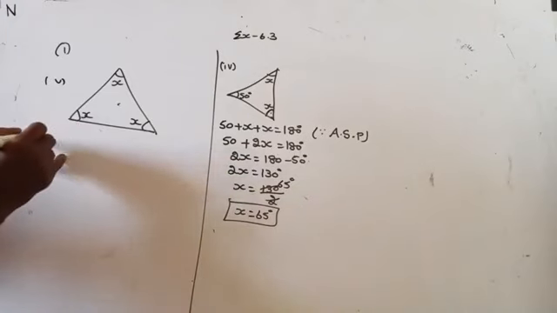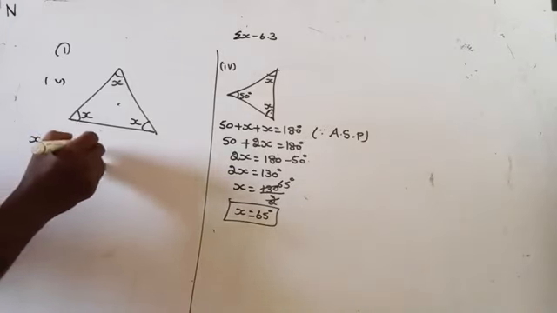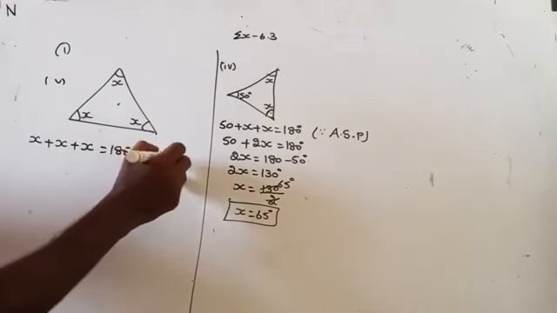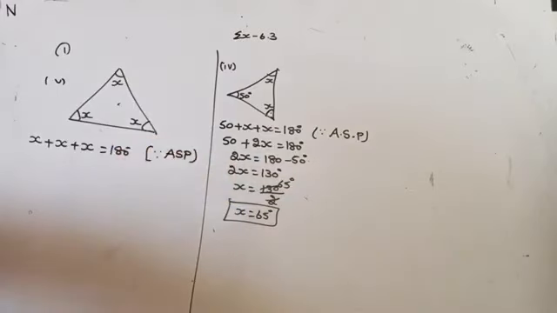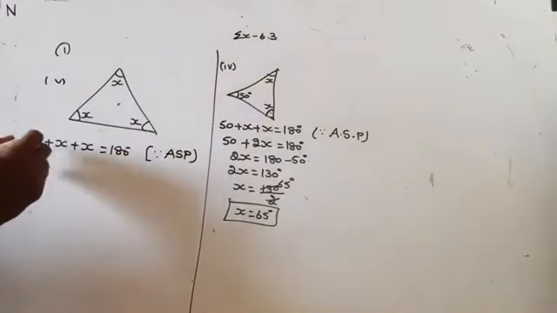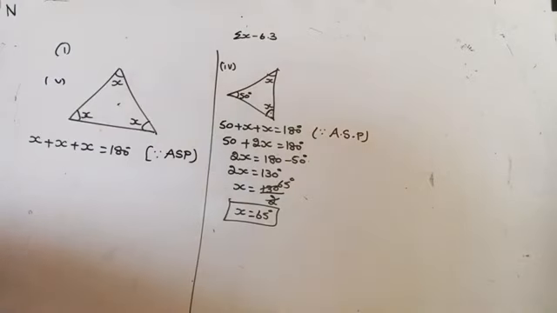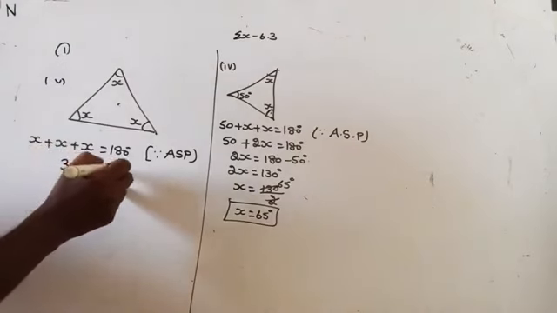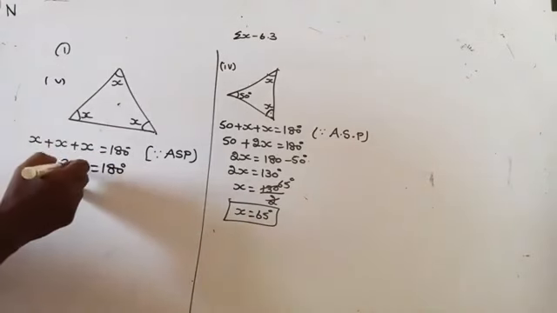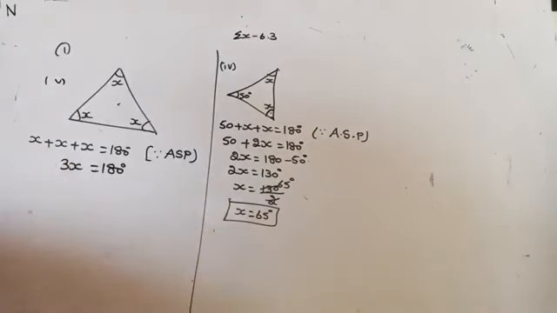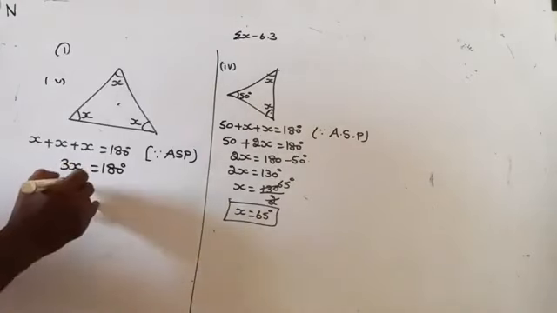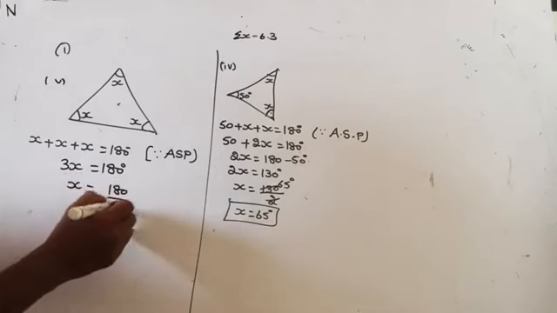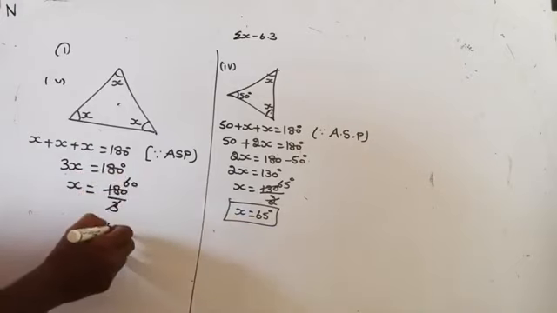We know that x plus x plus x is equal to 180 degrees. The reason is the angle sum property of a triangle. Now x plus x is 2x. 2x plus x is 3x. 3x is equal to 180 degrees. Now when we are transposing from one side to another side, multiply will become divide. So x is equal to 180 divided by 3, which is 60 degrees.